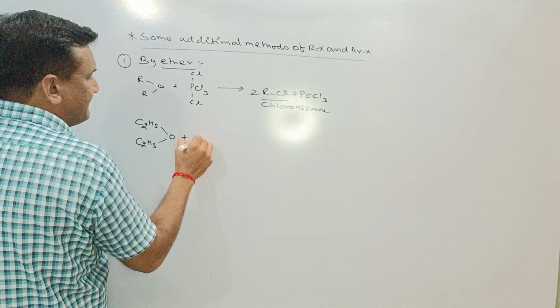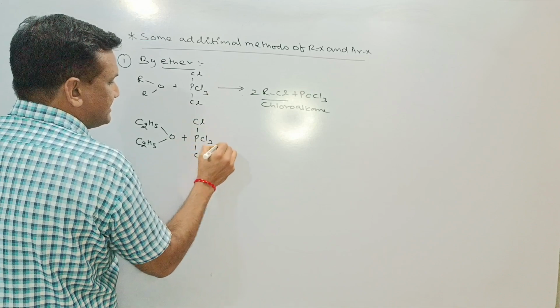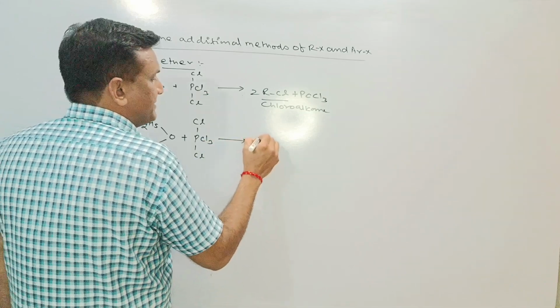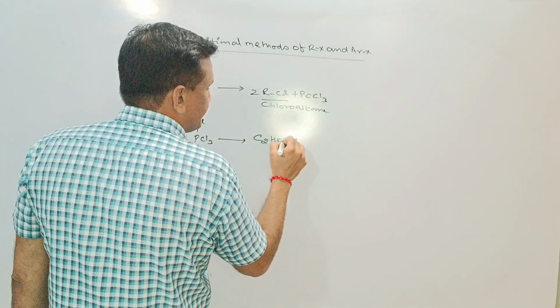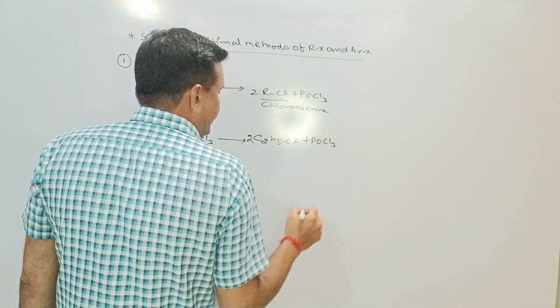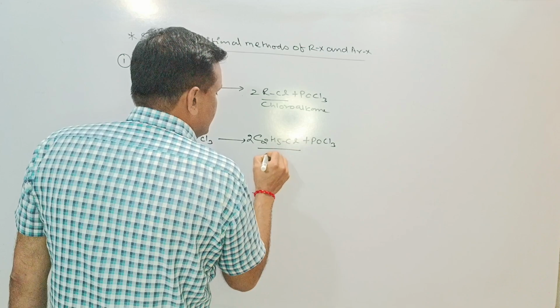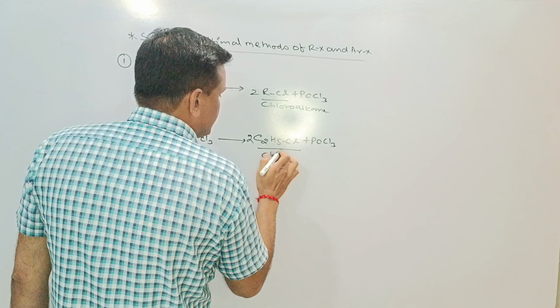If I go with the example, then I can take C2H5OC2H5 as diethyl ether. This is the PCl5. It can dissociate into PCl3 and Cl2. Here will be formation of chloroethane, C2H5Cl, two molecules, and POCl3, phosphoryl chloride. This is chloroethane.